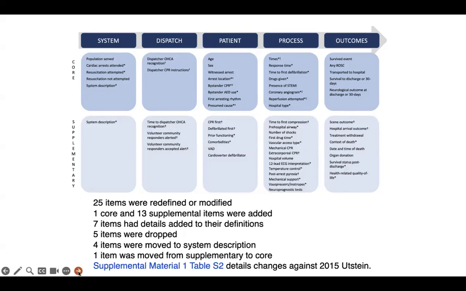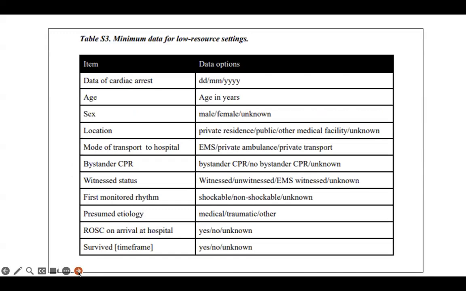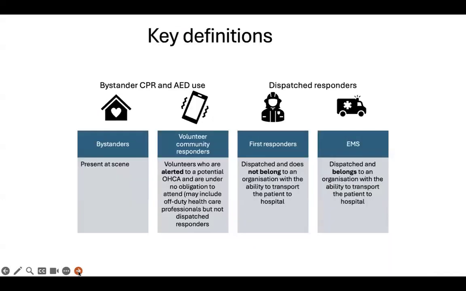and what was actually changed. So you can see all of that there. So what we're going to do next is to just go through some of the changes that we did make. We provided a minimum data set for low resource settings, and these are the factors that we know predict outcomes for out-of-hospital cardiac arrest.